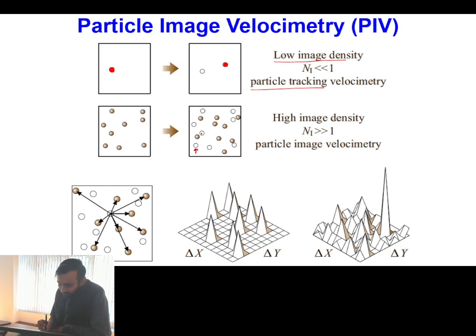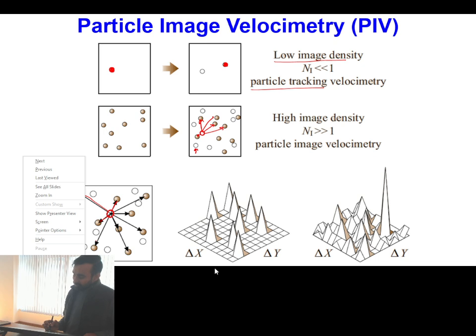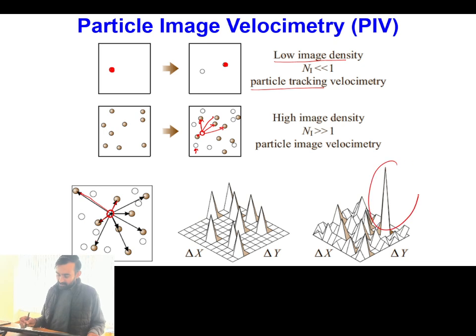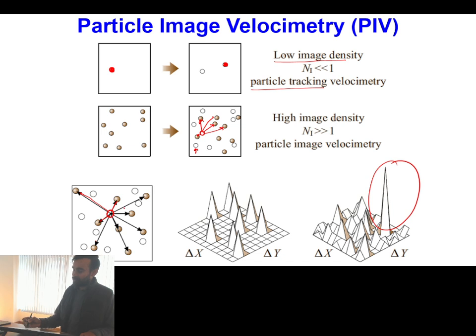Now, can you tell whether this particle has gone to this location, or this location, or this location? It is difficult to determine. So you can have all the possibilities. What you will do is consider a single particle in the old frame and try to correlate it with all the locations, and where you have the highest correlation function, there you will consider that this particle has gone to that particular location.